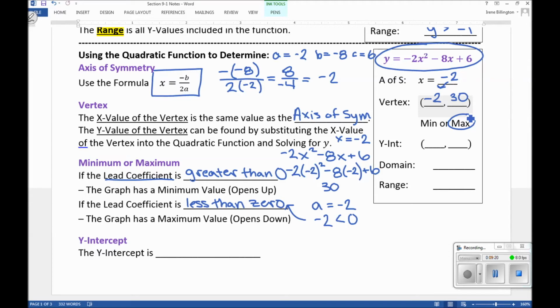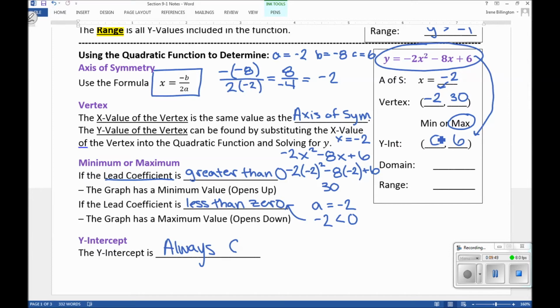Okay, next we've got the y-intercept. So our y-intercept is, and this is really awesome, always the c value. Whatever your c value from your function was, that's the constant term, is what your y-intercept is going to be. So my c value, if you remember, was 6. So my y-intercept is at 6. So the ordered pair would be 0, 6.